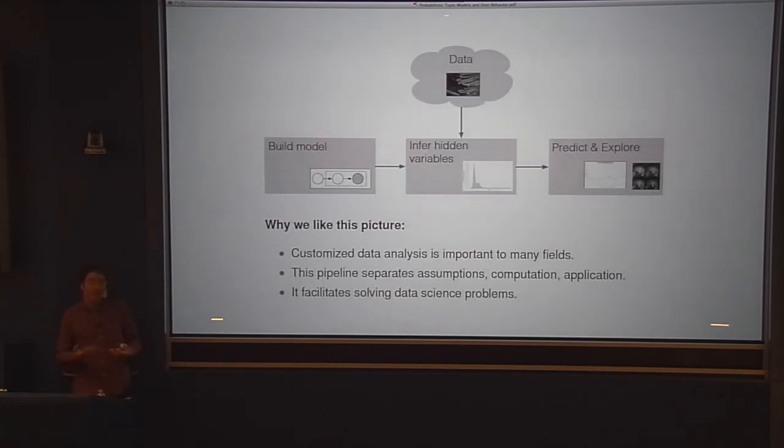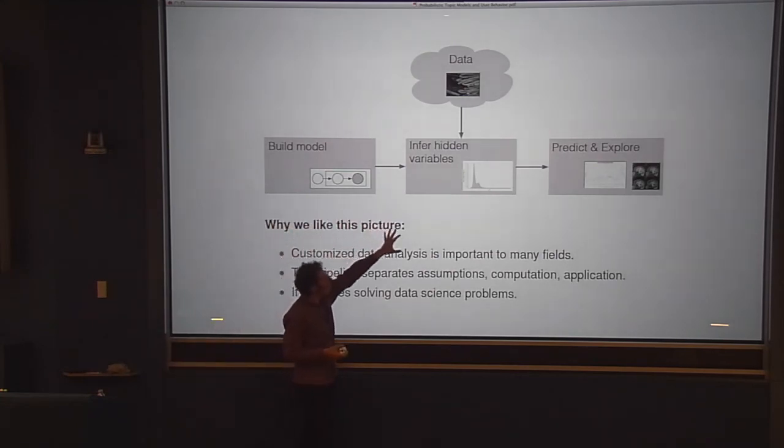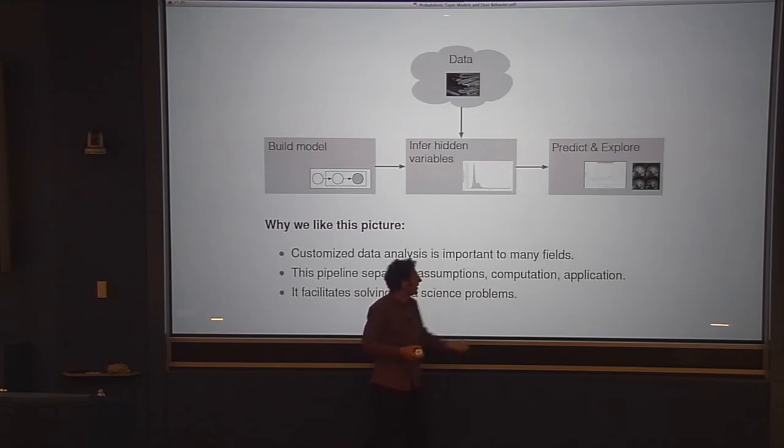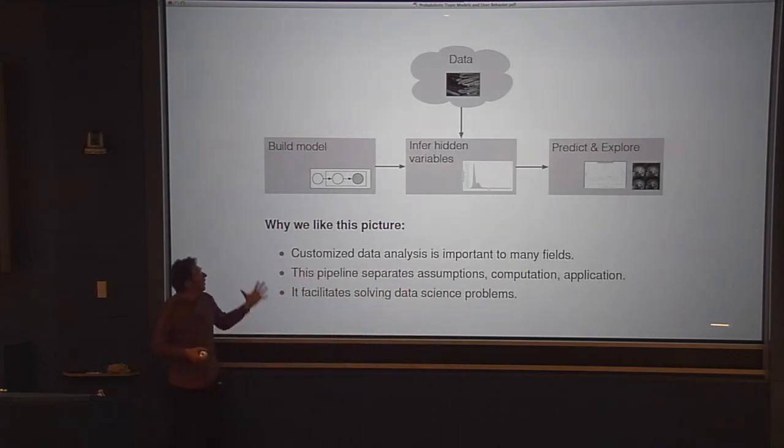So I like this picture, as I mentioned earlier, for describing that process. Right? We build the model. With the data in the model, we infer the hidden structure. We use those inferences to form predictions and explore. And why do I like this picture?